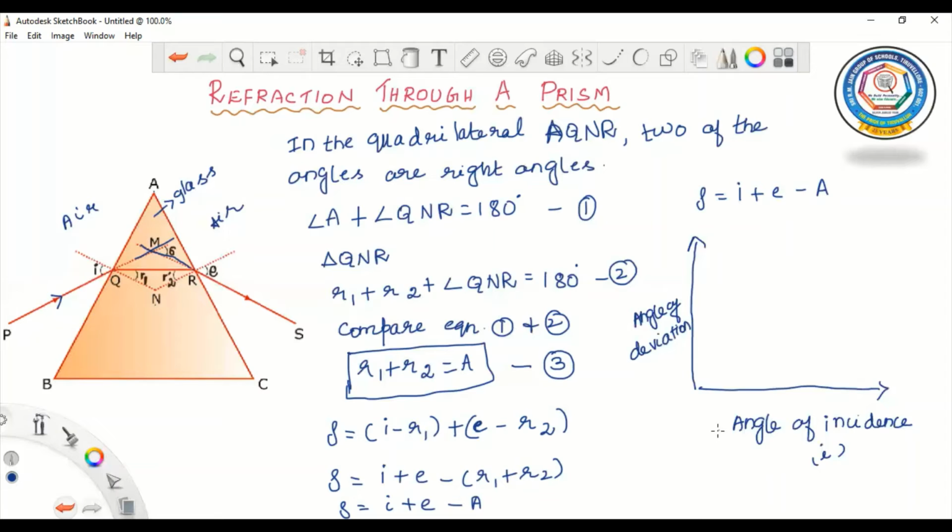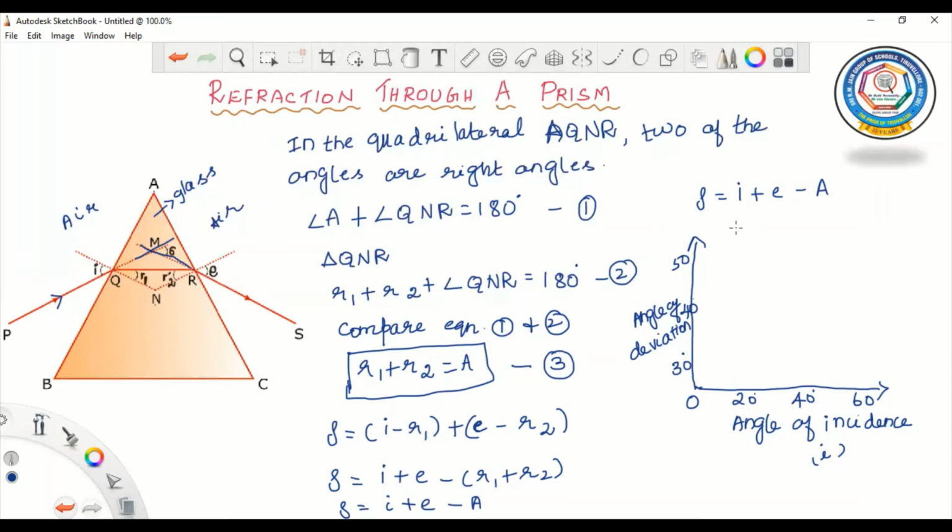Angle of deviation. Okay. So let us take 0, 20, 40, 60, etc. And similarly here also let us consider 30, 40, 50, likewise. Okay.